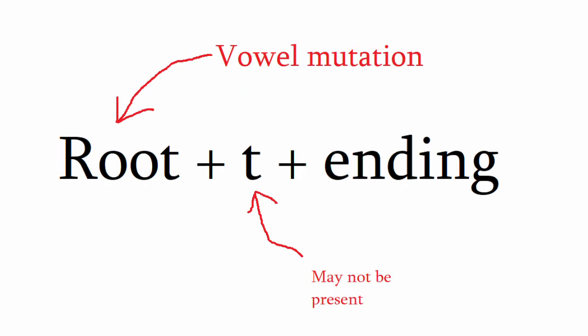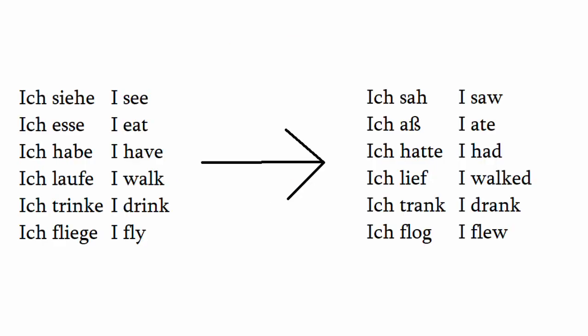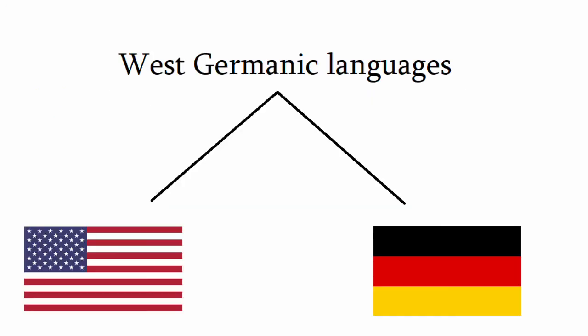However, some verbs can be a little bit complicated when it comes to past tense. For instance, a lot of them will undergo vowel mutation, so basically the vowel in the root of the verb will change. Unfortunately for learners of German, there are a lot of verbs that do this, like ich sah, ich aß, ich hatte, ich lief, ich trank, und ich flog. However, you'll notice that a lot of these verbs are also conjugated irregularly in English, and this is partially because of how German is related to English distantly. It'll take some memorization, but you'll eventually get it.